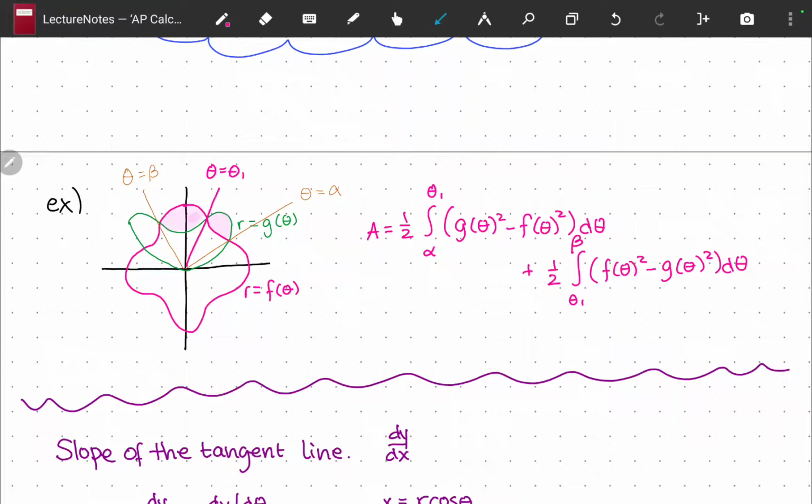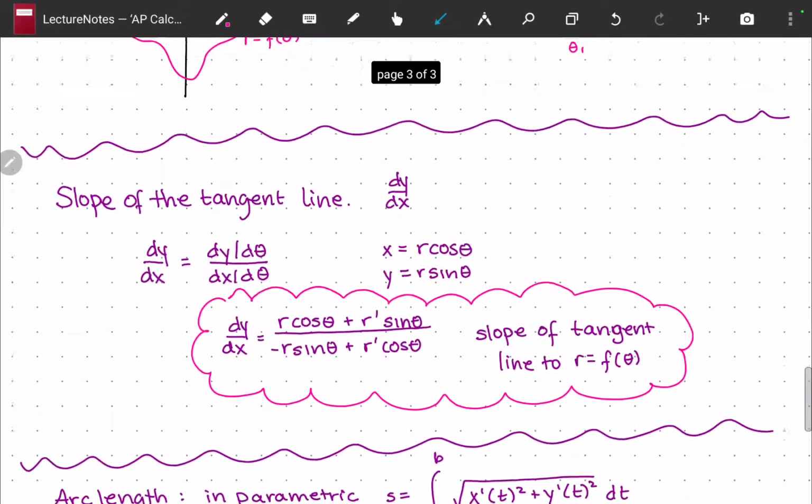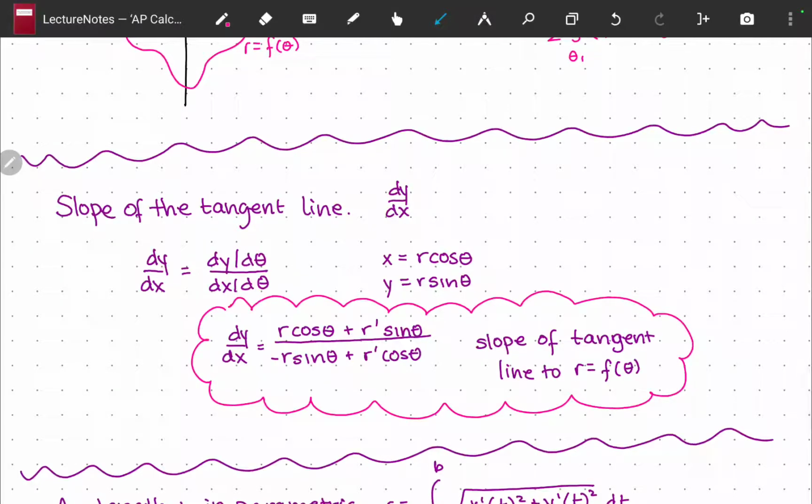So there's area, and then we looked at slope. So slope is not bad because, I mean, it's just tedious, really. So we're talking the slope of the tangent line. So the slope of the tangent line is still going to be the change in the vertical with respect to the change in the horizontal distance. So still dy dx. But we're talking r and theta.